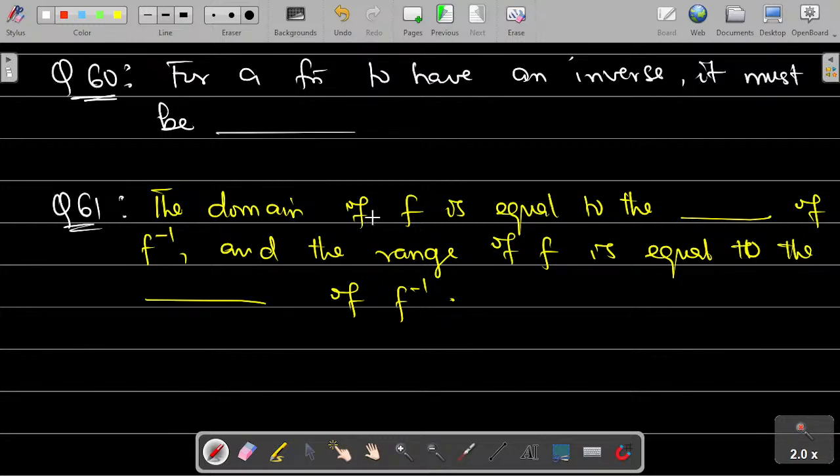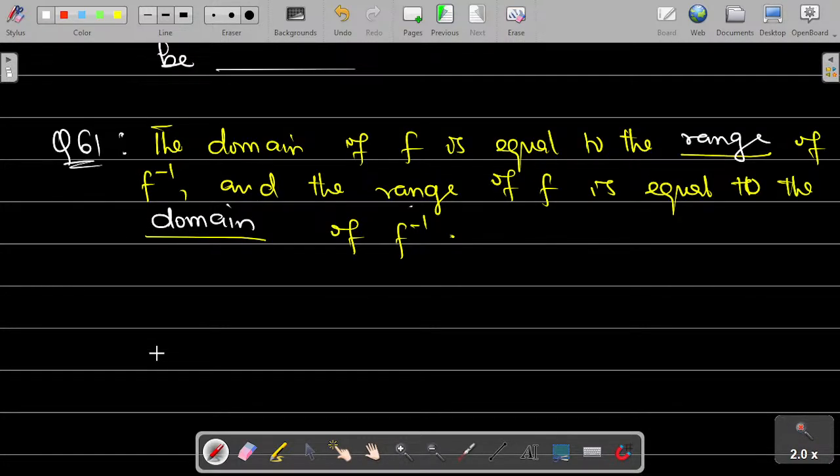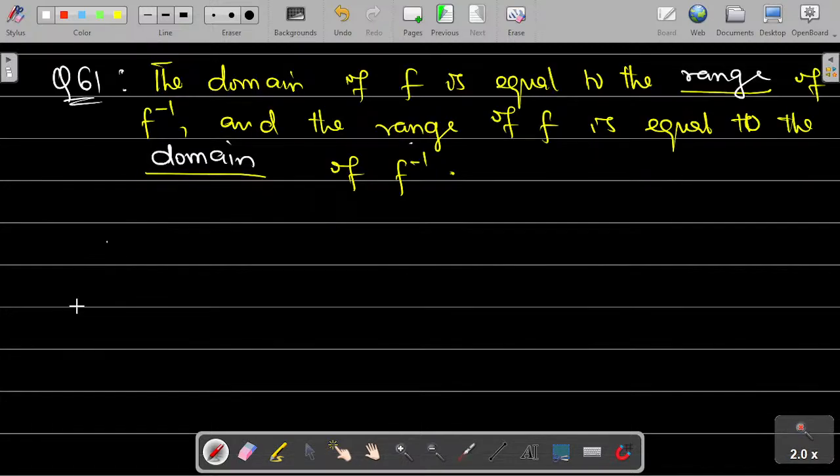The domain of f is equal to the range of f inverse, while the range of f is equal to the domain of f inverse. That's just it. So the answer to the question is in the question. And then lastly, the last question we have here, which is number 62. Okay, question 62.